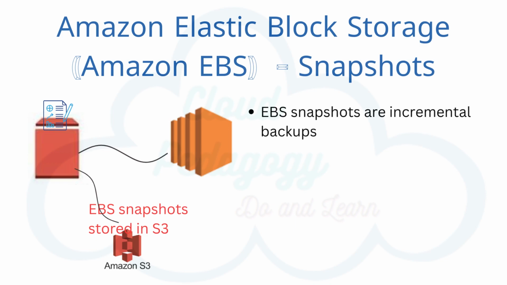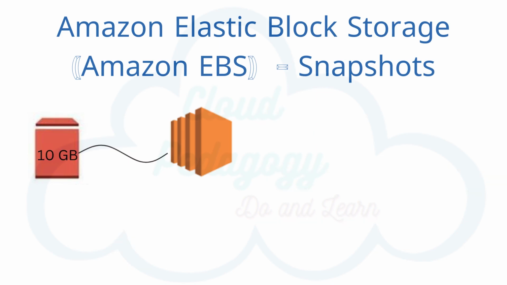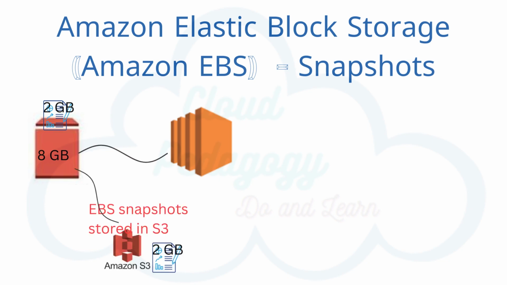EBS snapshots are incremental backups that only save the blocks on the volume that have changed after your most recent snapshot. EBS snapshots are stored redundantly. The idea here is that if something goes wrong, you can create new volumes from your snapshots and restore your data to a safe state. For example, if you have 10 GB of data on a volume and only 2 GB of data have been modified since your last snapshot, only the 2 GB that have changed are written to Amazon Simple Storage Service, which is Amazon S3.